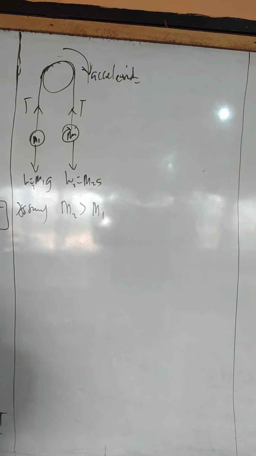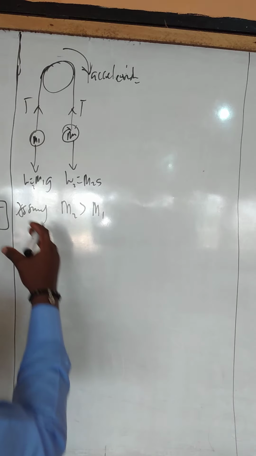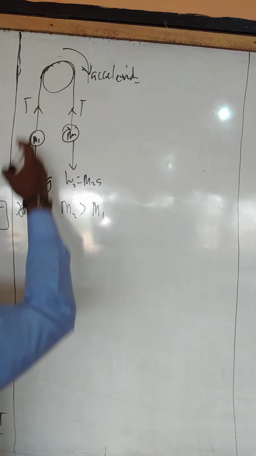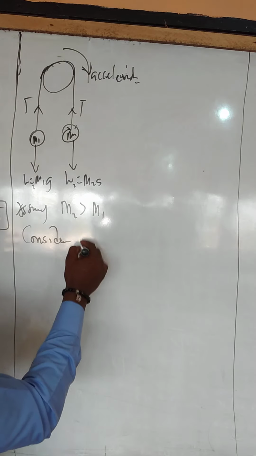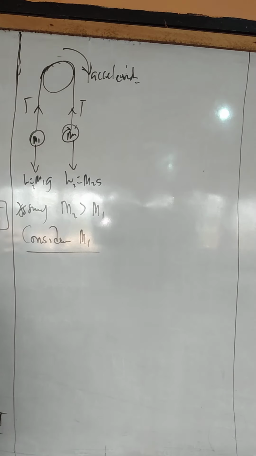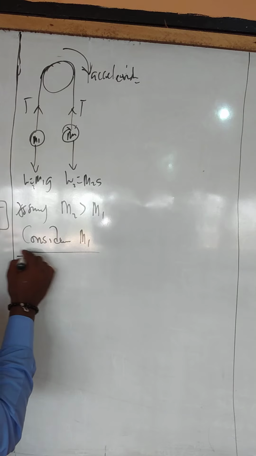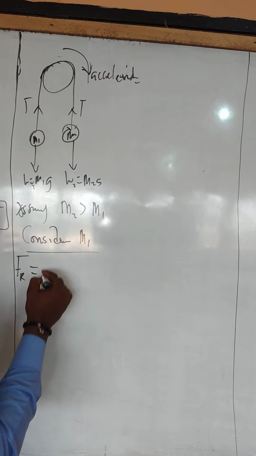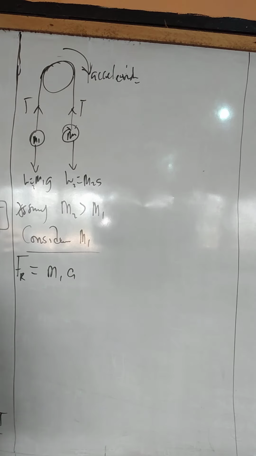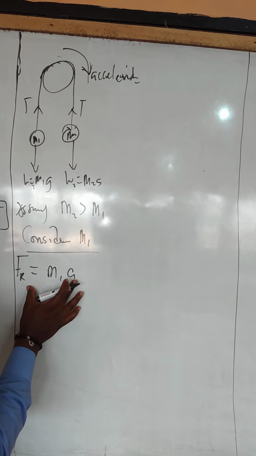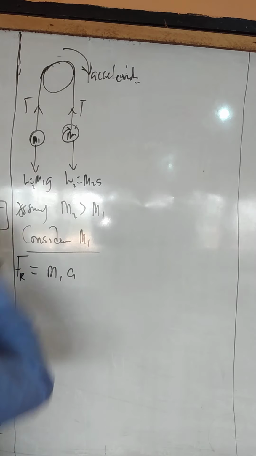Because we have two masses, m1 and m2, the resultant force can be calculated for two different sides. If we consider the mass m1, the resultant force is m1a. This resultant force is a result of two forces, the tension and the weight.